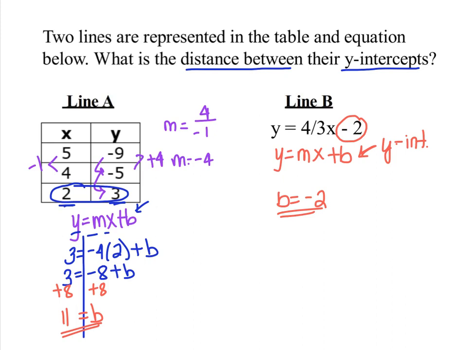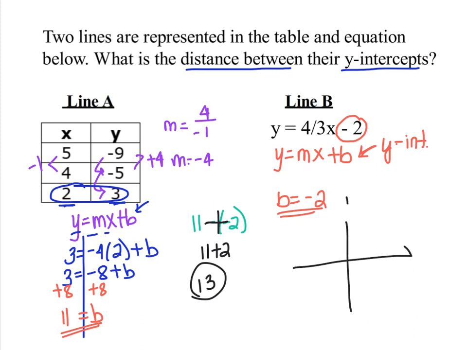So I have a y-intercept of 11 for line A and a y-intercept for B of -2. I want to know the distance between. Distance between means subtract. So I'm going to take 11 and I'm going to subtract not 2, I'm going to subtract -2. And remember, when I subtract a negative, that turns into a positive. So this is really like 11 plus 2. So the distance between these is 13.